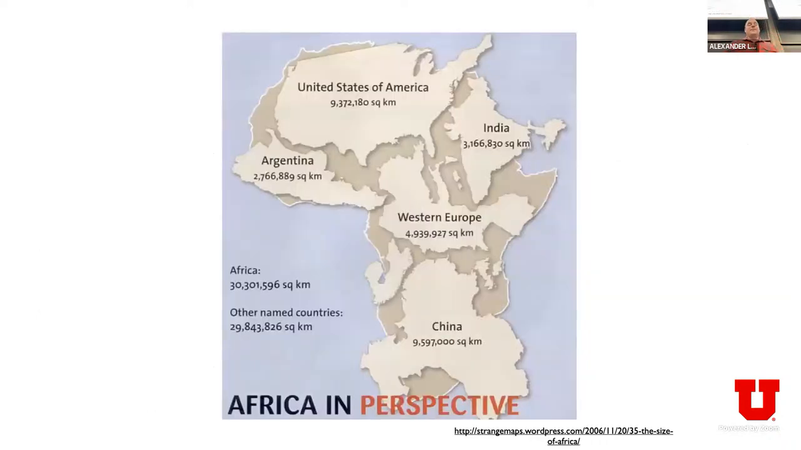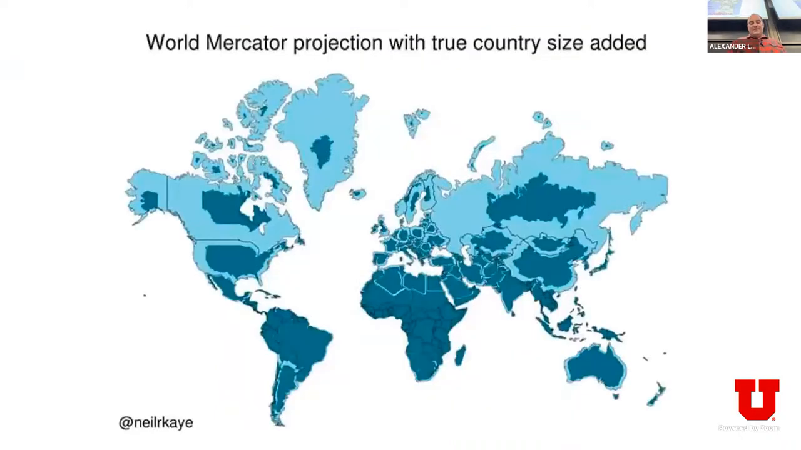But of course, this is the problem, right? Like this is an actual two-scale map, right? So you can fit China, the United States, Argentina, India, Western Europe, you cannot fit all of these countries or regions into Africa, right? And that's something that intuitively we don't understand, right?